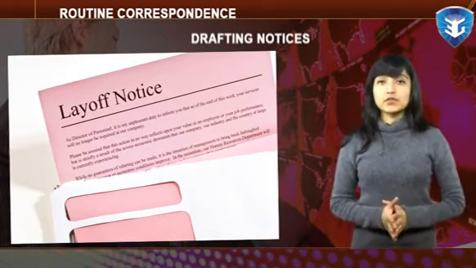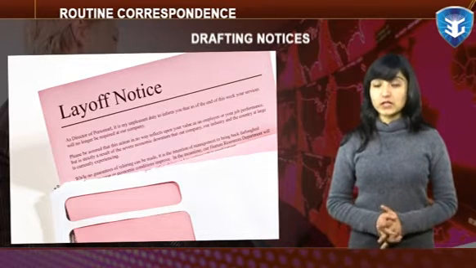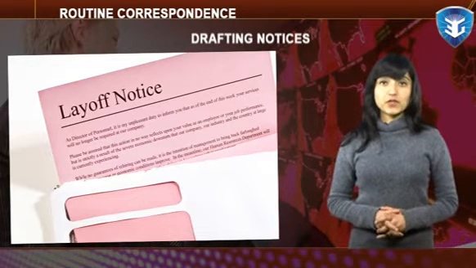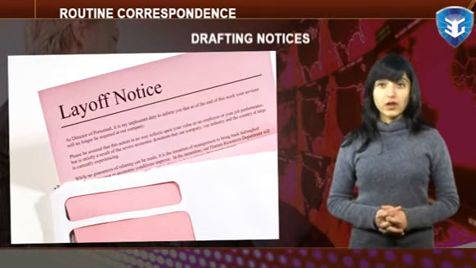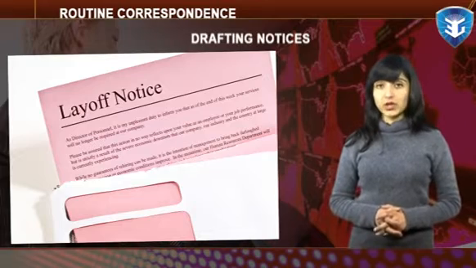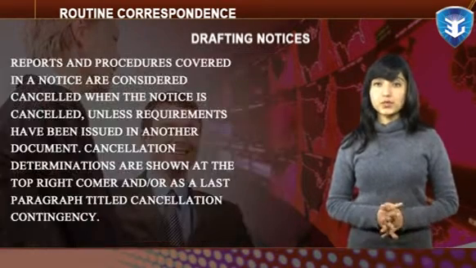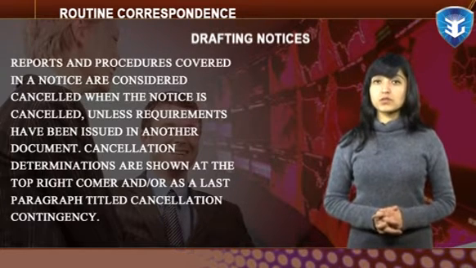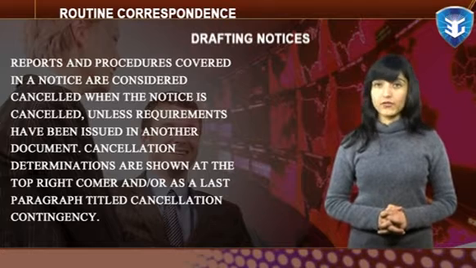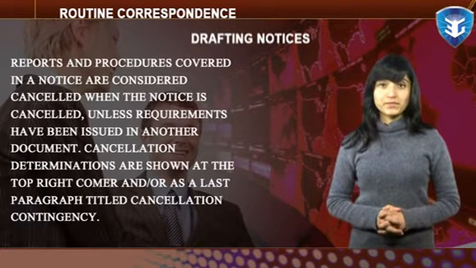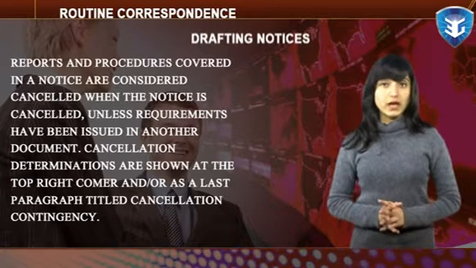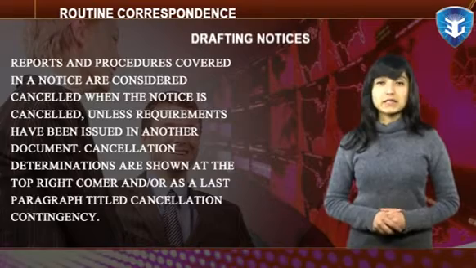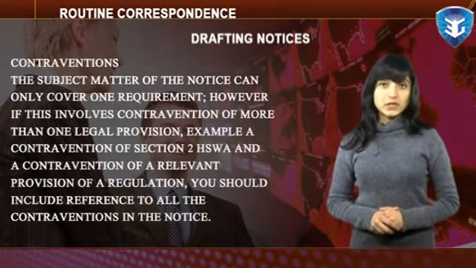When the exact length of time a notice is to remain in effect cannot be determined at the time of issuance, the specific date for record purposes is set far enough in the future to allow all necessary use of the notice. Reports and procedures covered in a notice are considered cancelled when the notice is cancelled unless requirements have been issued in another document. Cancellation determinations are shown at the top right corner and/or as a last paragraph titled Cancellation Contingency.